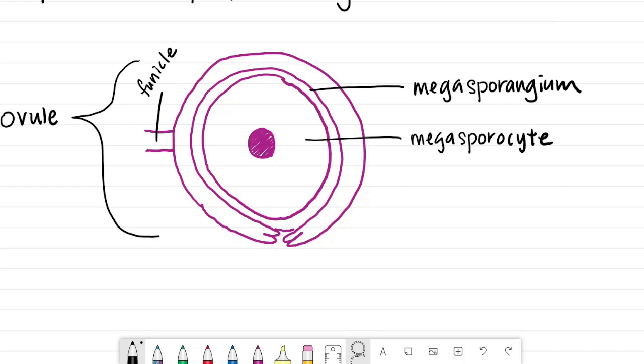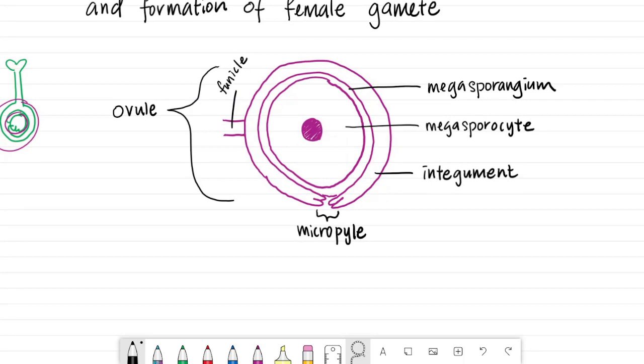This thing that is on the outside are the integuments. Actually, I'll label it a bit higher. This is the integument. And there is a part of the integument where it is a little bit thinner and the pollen tube will enter through here. So this part is called the micropyle. And there you go. This is the ovule inside the ovary before we have any meiosis.